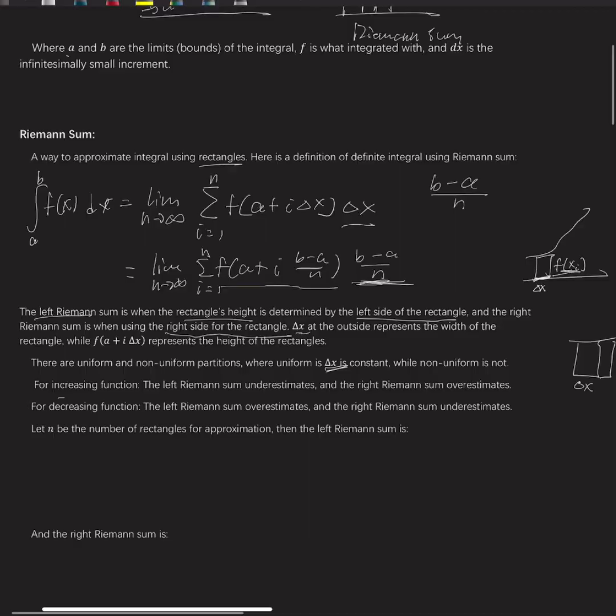For an increasing function, the left Riemann sum always underestimates, while the right Riemann sum overestimates. For a decreasing function, left overestimates and right underestimates.